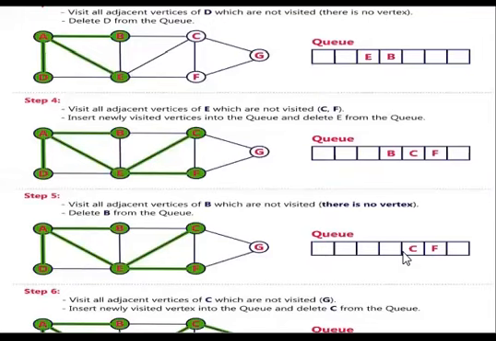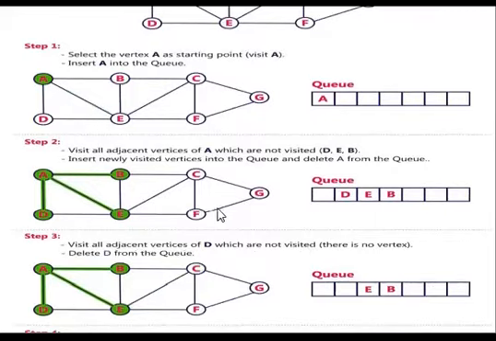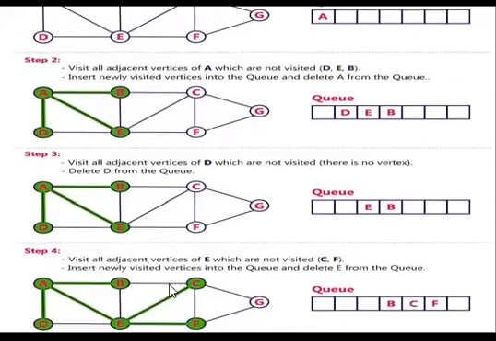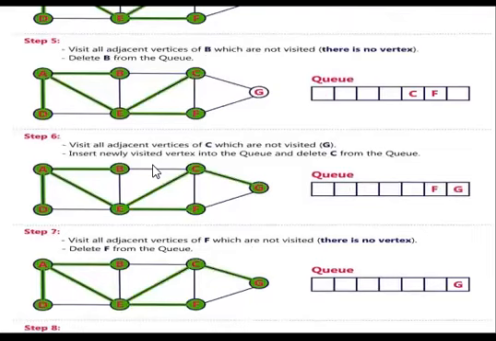Then we choose the B vertex. From A, we followed D and E, and finally the B node happens. From the B node, we visit all adjacent vertices which were not visited; there are no vertices to visit. So we just delete B.